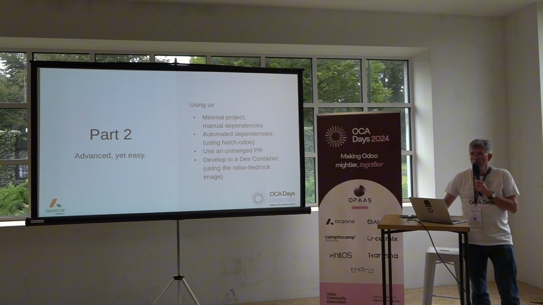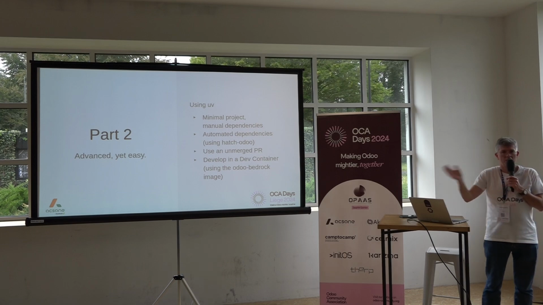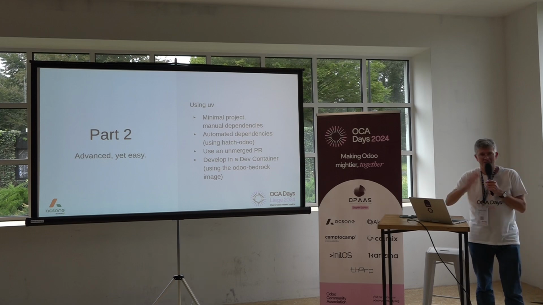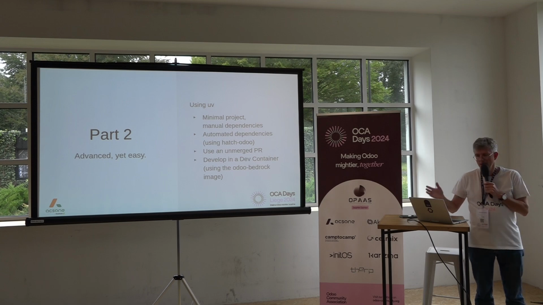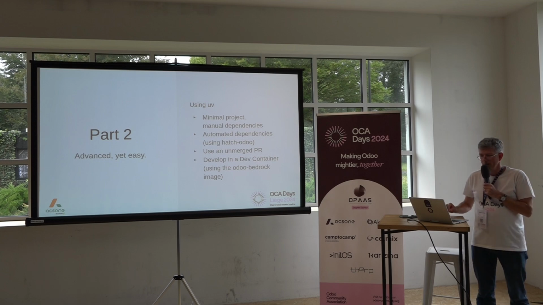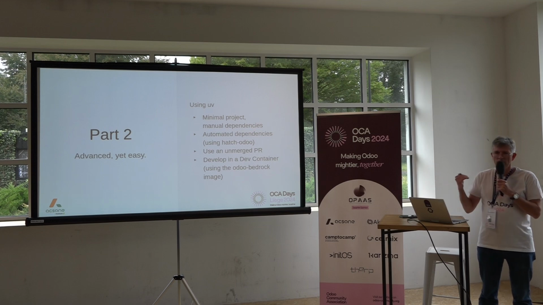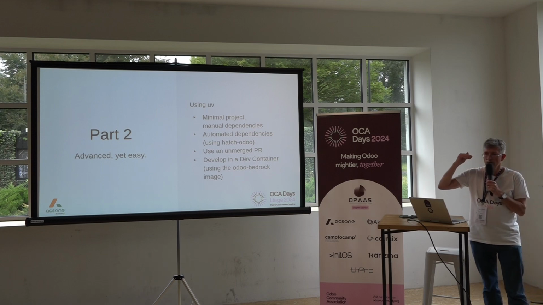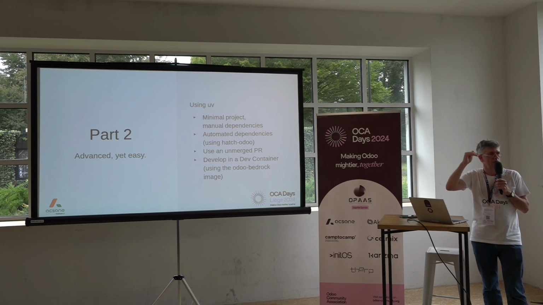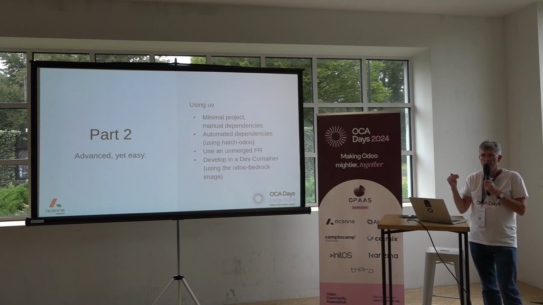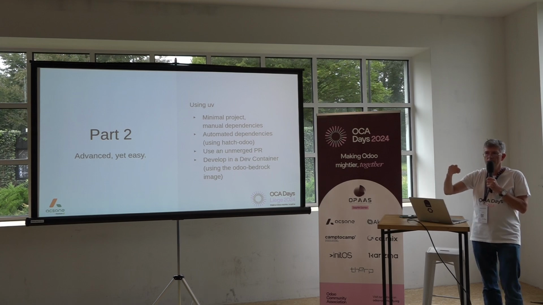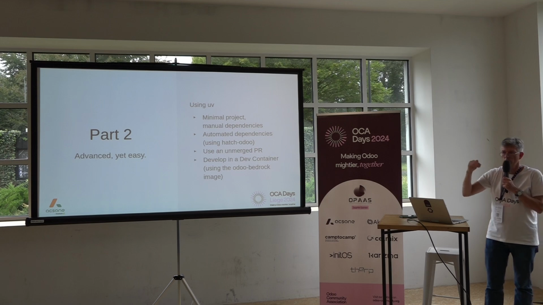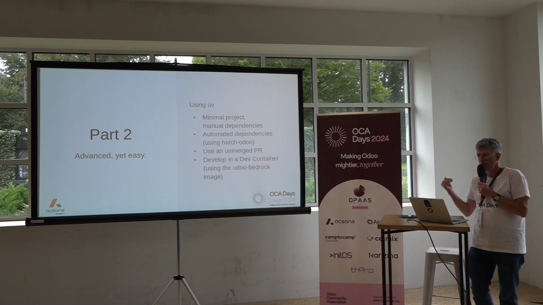Okay, so now a totally different approach, also very easy but very new, using a tool called UV, and I'm going to explain how it works. The path here is that I will start with a very minimal Odoo project with manual management of dependencies, and then show progressively how you can automate the management of dependencies, add unmerged pull requests and so on, and also develop in a dev container.